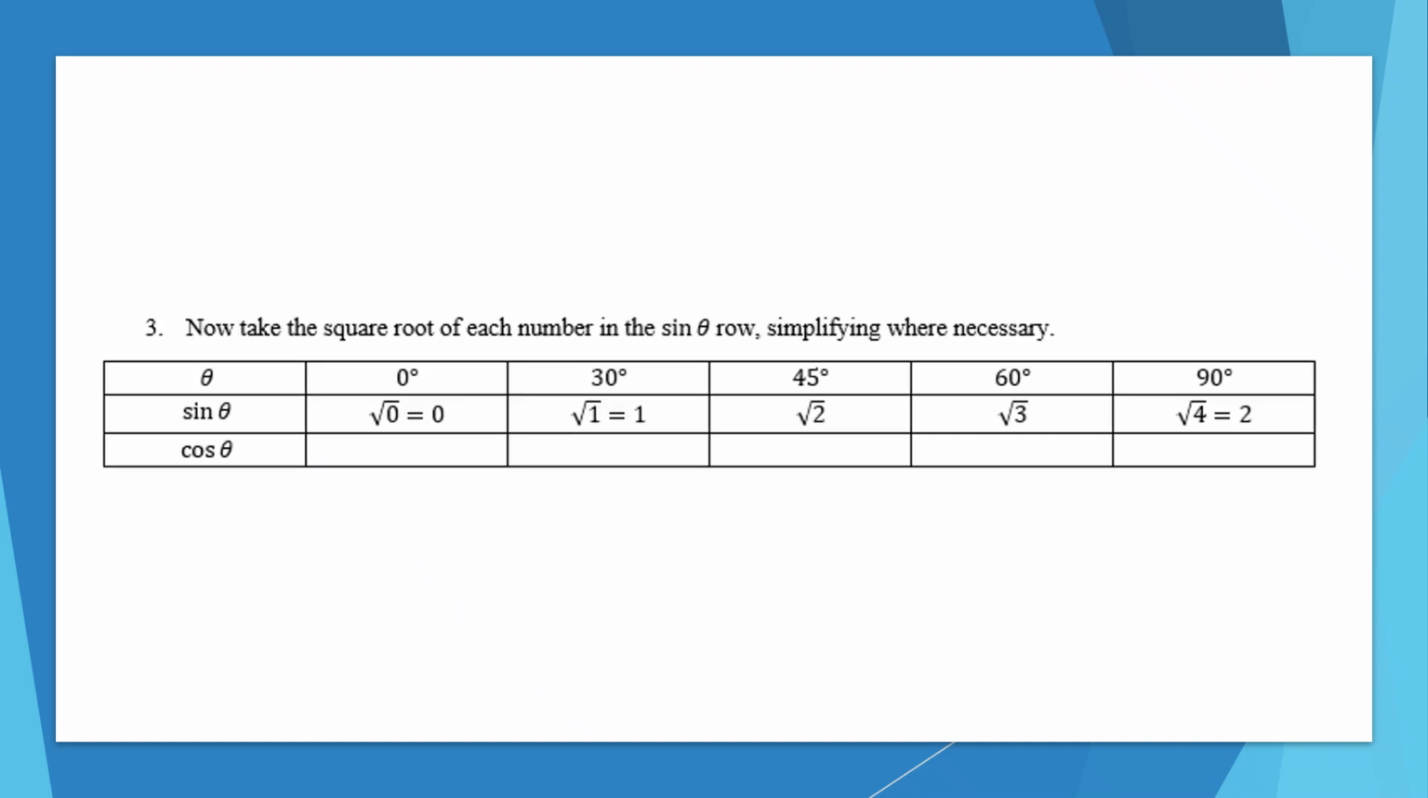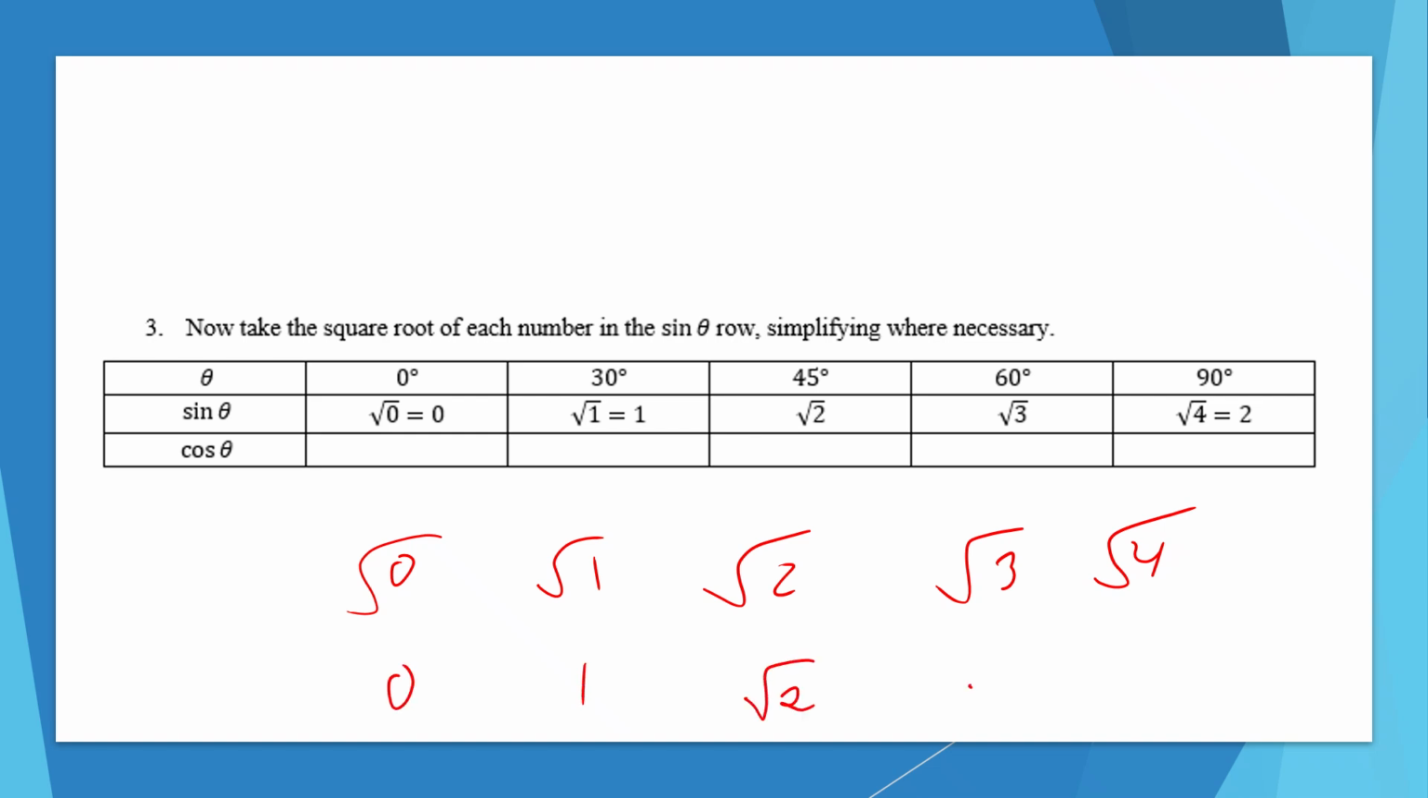Step number 3 is in your head or on paper, take the square root of each number and simplify when necessary. So here you had 0, 1, 2, 3, and 4. So the square root of 0 is just 0. The square root of 1 is 1. 2 and 3 are going to be left as is. And then the square root of 4 is 2.